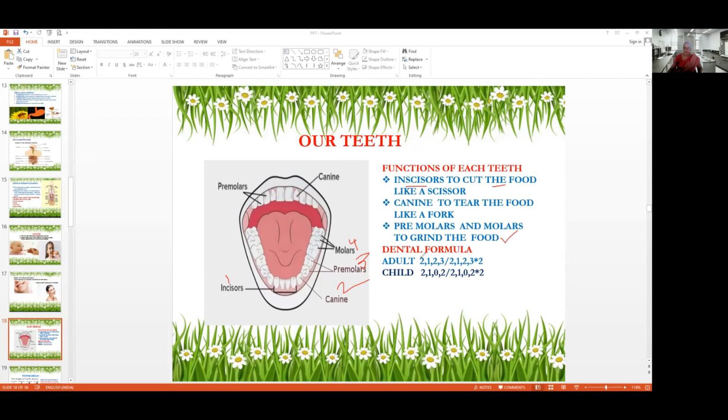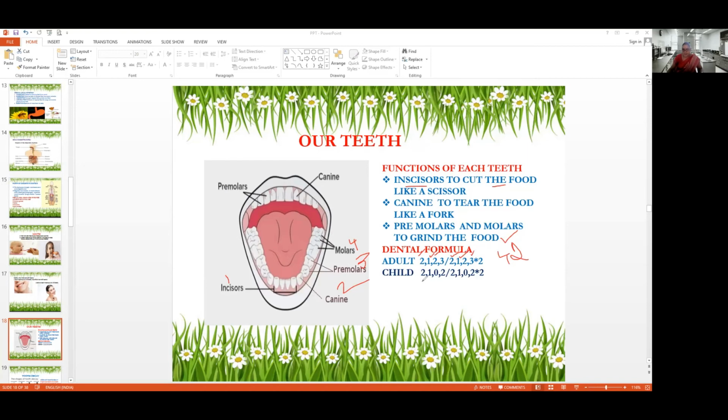Next, the dental formula for an adult. That is 2 incisors in the upper jaw and 2 in the lower jaw, so 4 incisors. Then 2 canines, 1 in the upper jaw and 1 in the lower jaw. Then 2 premolars and 3 molars, which can vary from person to person.